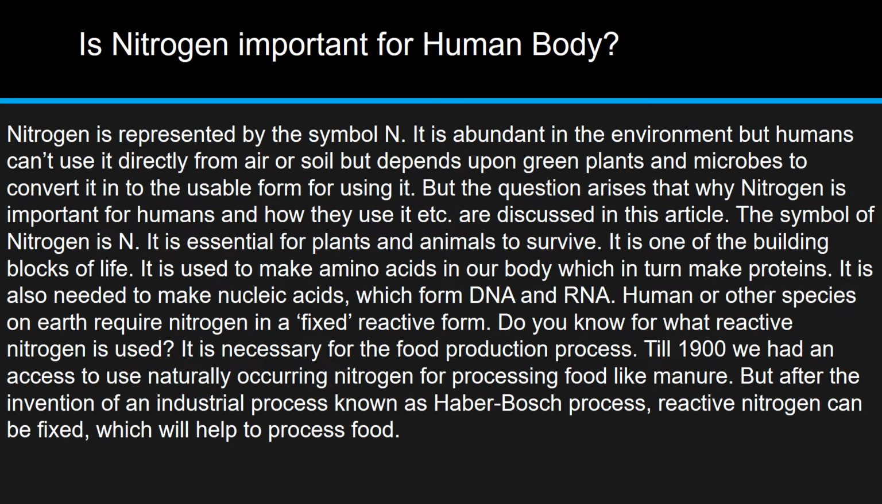Do you know what reactive nitrogen is used for? It is necessary for the food production process. Till 1900, we had access to naturally occurring nitrogen for processing food, like manure, but after the invention of an industrial process known as Haber-Bosch, reactive nitrogen can be fixed, which helps to process food.